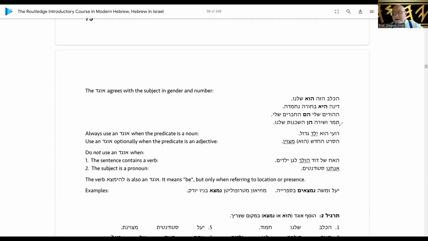But let's go on here. Tamar Vashira. So Tamar and Shira, they, look at this, hen, it uses hen. Hashikanot Shelanu. I think that Hashikanot is a neighbor. Yeah, our neighbors. Hashikanot Shelanu. Okay, so Tamar Vashira hen hashikanot shelanu. Okay, so Tamar and Shira, they, the neighbors belonging to us. That's what that says. The neighbors belonging to us. Shelanu, belonging to us.